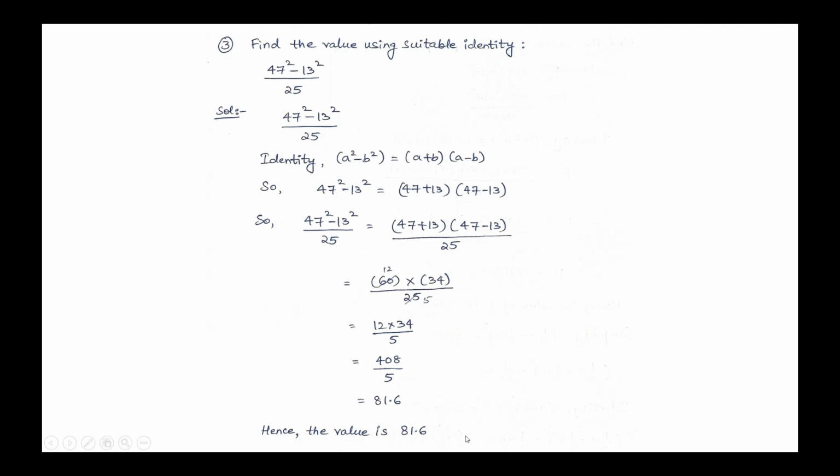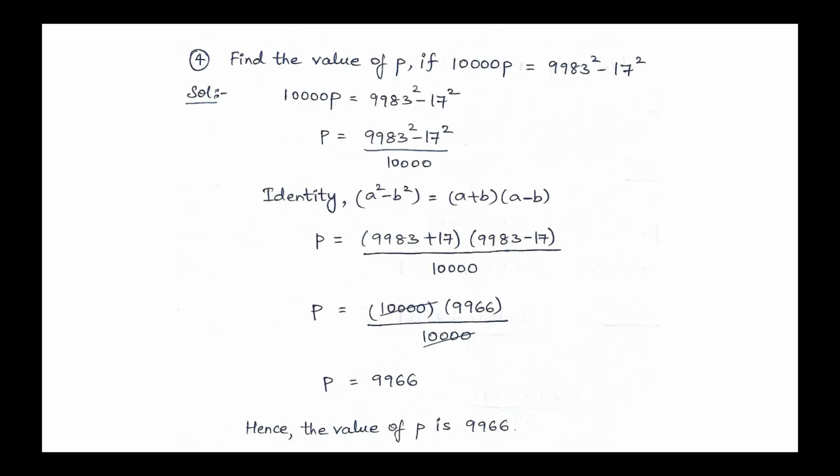Question number 4 is, find the value of p if 10,000p is equal to 9983² − 17². The solution is, the given equation is 10,000p is equal to 9983² − 17². We have to find the value of p. p is equal to (9983² − 17²)/10,000.